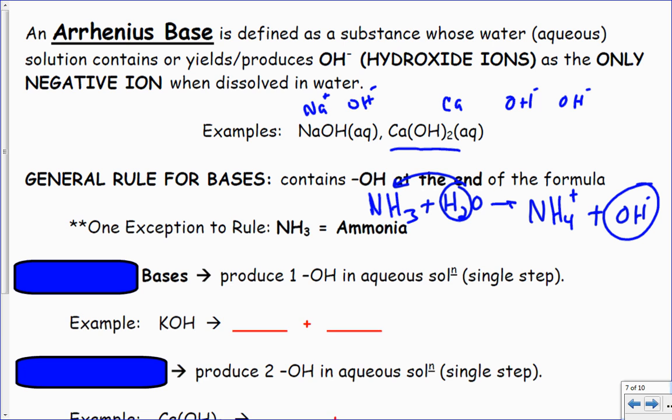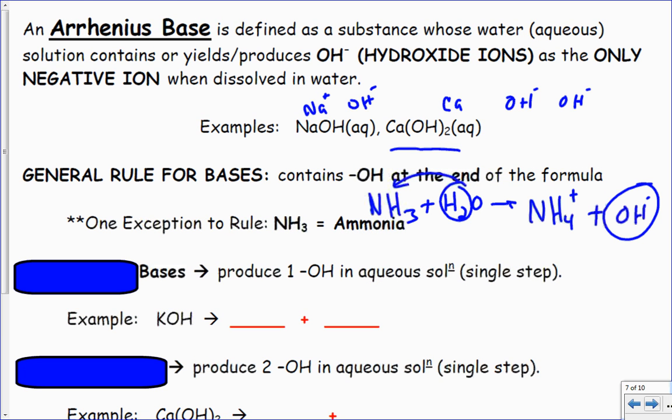Okay. Ammonia produces the ammonium ion and these OHs. So this is why ammonia is also a base, and part of the reason why we're going to have to figure out what's going on next video. We need another theory to cover that.